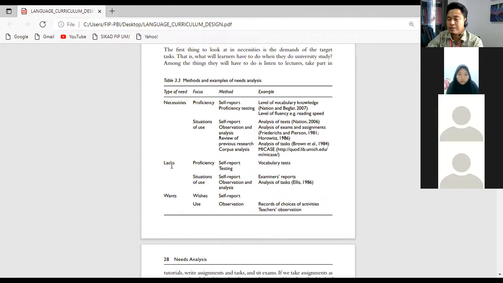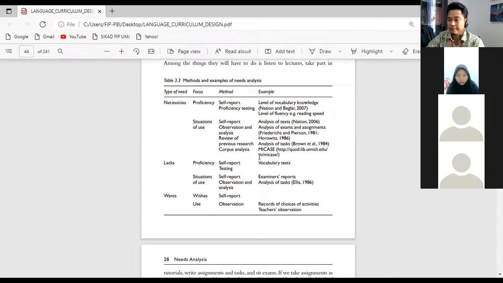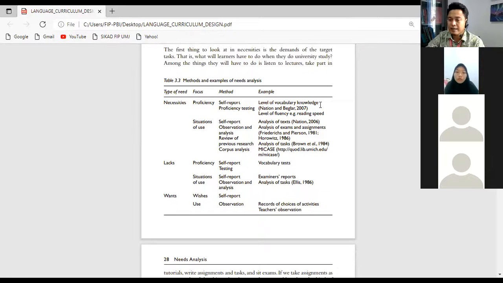It will be the same with lacks: proficiency, self-report, testing, and also observations. Method and example of need analysis: how did you guys conduct need analysis, starting with the type of needs and the focus that you want to achieve, then the method that you use, and also an example of it. What is the topic that you are going to do the need analysis on?